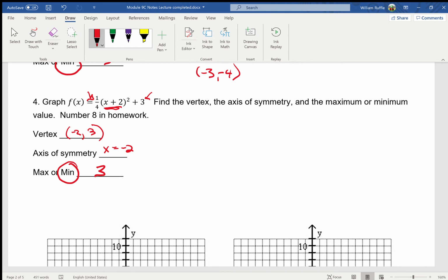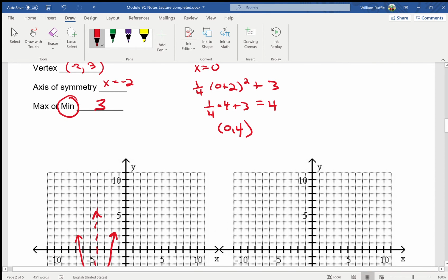So now this one, again, I want to pick one that's close to negative 2. Now I'm going to pick 0 in this case. I always do like to pick 0 because it works out pretty easy. 0 plus 2 squared plus 3. I can't forget the 1/4. 1/4, well, 2 squared is 4, times 1/4, plus 3, with the 4's cancel, and I get 4. So my second point is 0, 4.